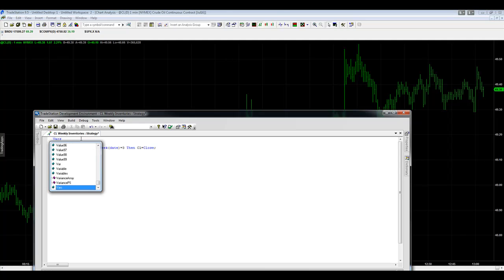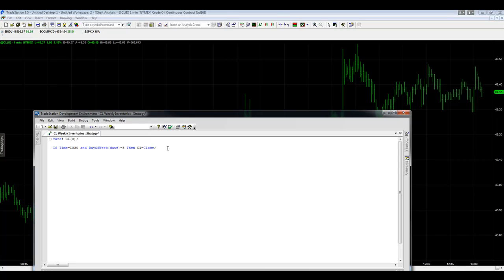So vars CL, and just set it to 0. And CL equals close. And then we'll say if the time is greater than 10:30 and time is less than 11 o'clock, just taking a look at the screen, 30 minutes of oscillations, and day of week of date equals 3, then sell short next bar at CL plus 0.3 limit.